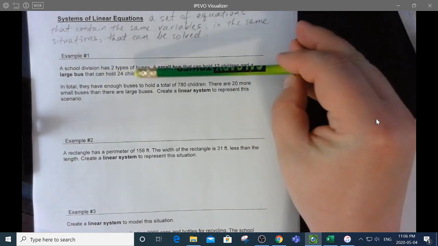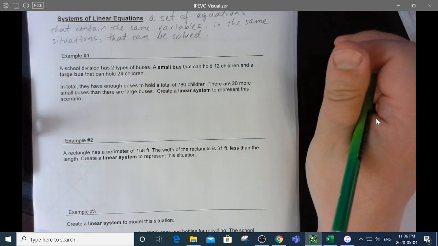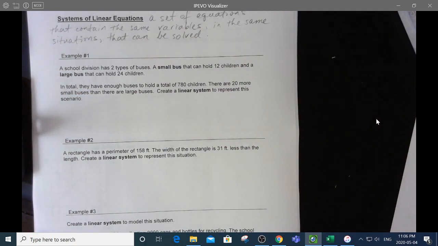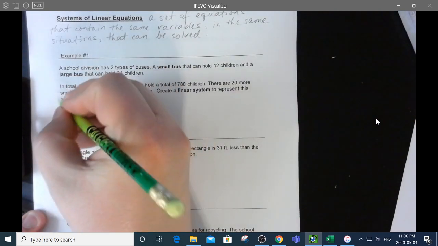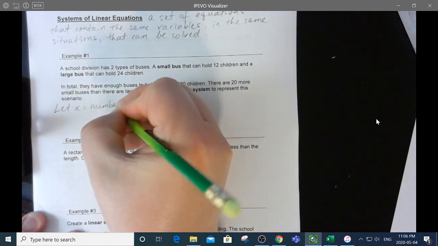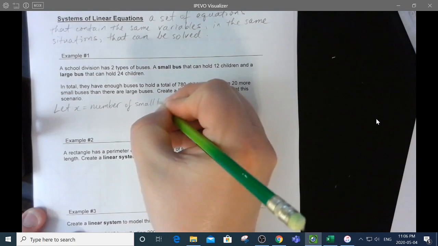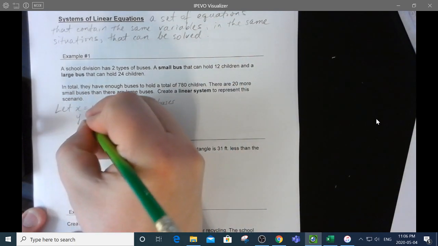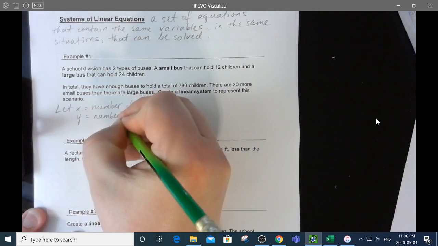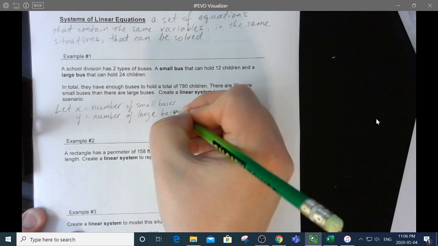A school division has two types of buses, a small bus that can hold 12 children and a large bus that can hold 24 children. In total, they have enough buses to hold 780 children. There are 20 more small buses than there are large buses. So I am going to define my variables. I'm going to say let x equal the number of small buses, and let y equal the number of large buses. I can't spell.